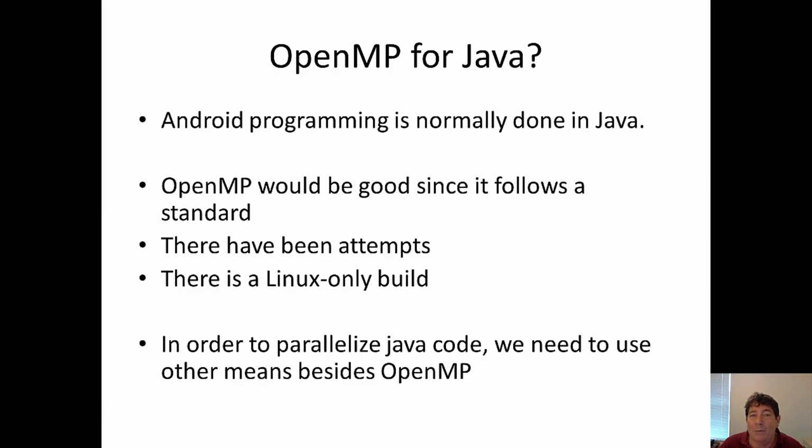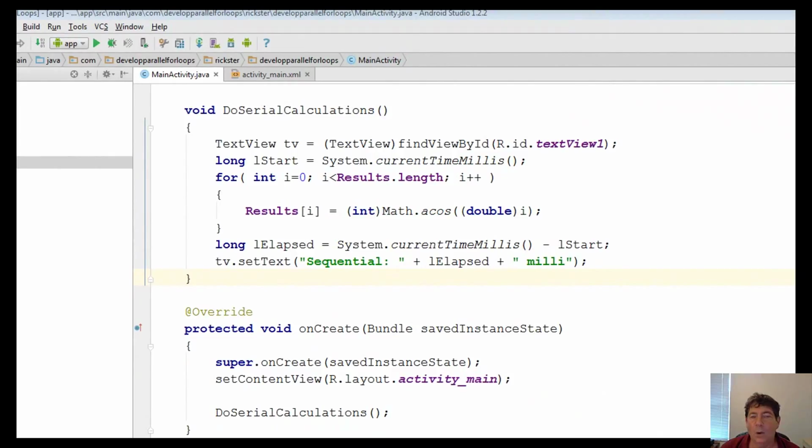There have been attempts, and I found quite a few white papers and conferences on the subject. There is even a Linux-only build that you can download. The interesting thing about the Linux build is it does use the GPUs to help parallelization. So in order to parallelize our Java code, which will be used for our Android app, we need to use other means besides OpenMP. What I've done is to create an Android app for demonstration purposes.